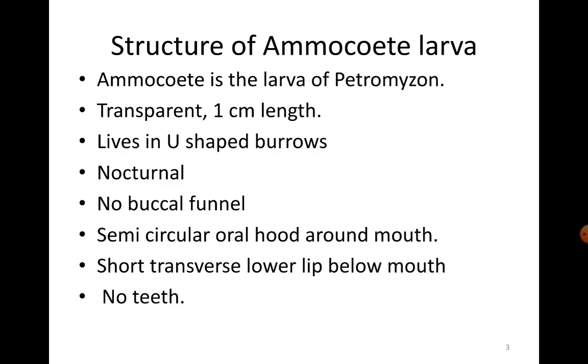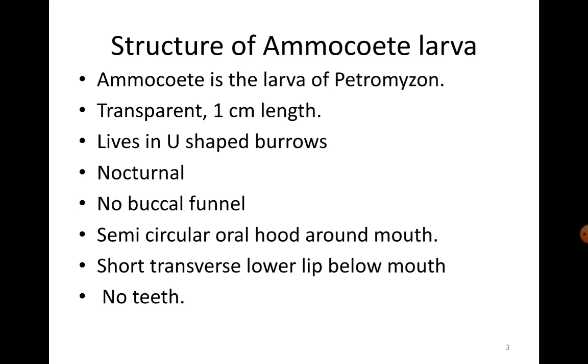Because of their different structure, the Ammocoete larva does not resemble petromyzon exactly. Because of that, they were classified into a separate genus. But later they learned that this is a larva of petromyzon, and hence it should be classified under cyclostomatans only.